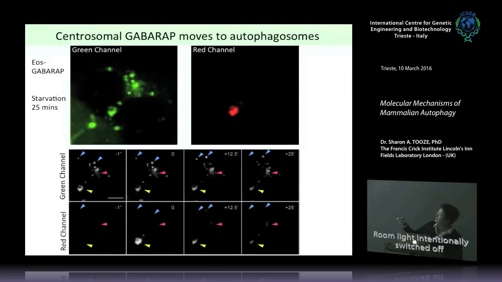What you see is the appearance of red vesicles in the cytosol, and these red vesicles in the cytosol are autophagosomes. These are stills from the movie. You photoconvert it, it goes red, and suddenly you see these red vesicles.